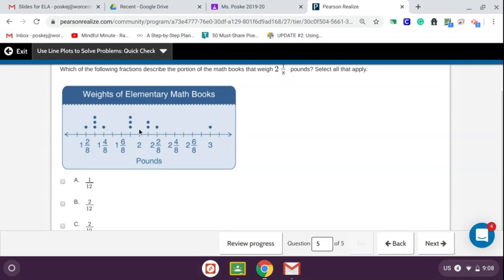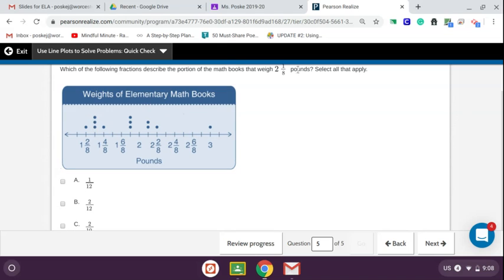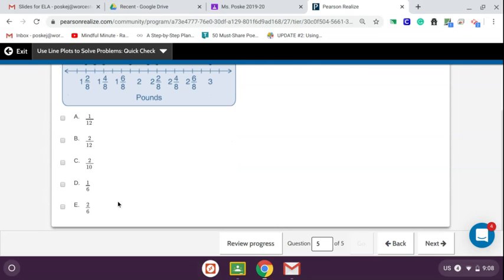1, 2, 3, 4, 5, 6, 7, 8, 9, 10, 11, 12. 2/12. Okay, that would be one of the answers because there's 2 that weigh that much out of 12 books in all. Okay, 2/12. All right, does everybody understand that? 2 books weigh 2 1/8, so it's 2 out of 12 total. Now, you have to choose more than one here.